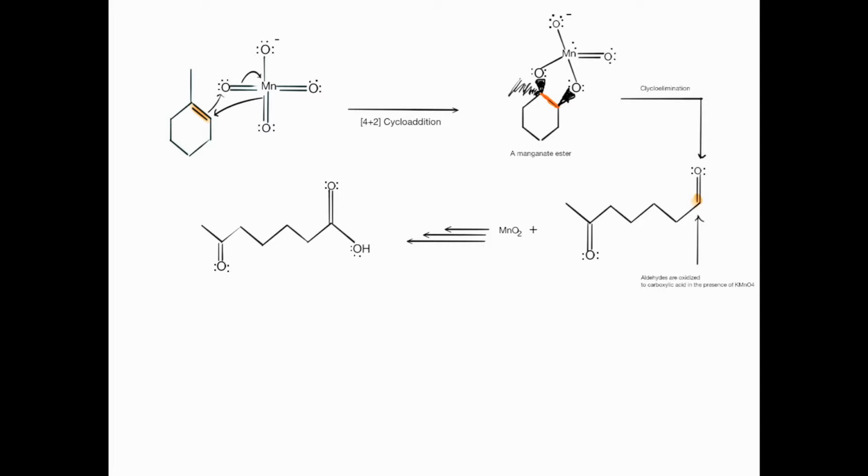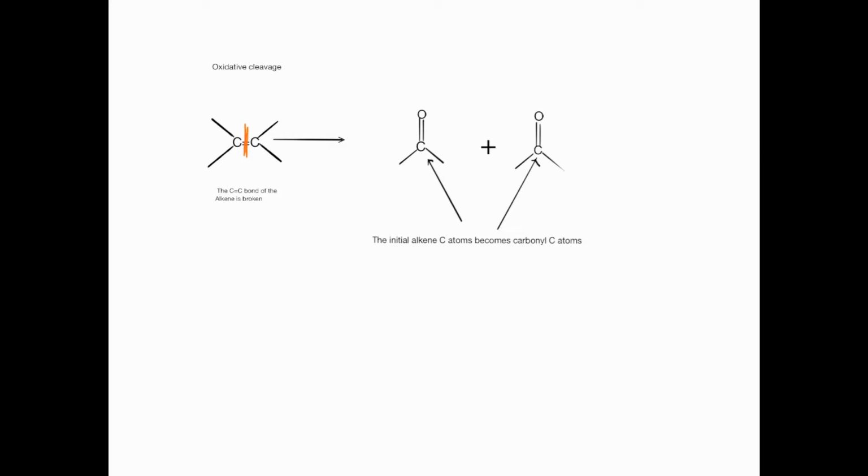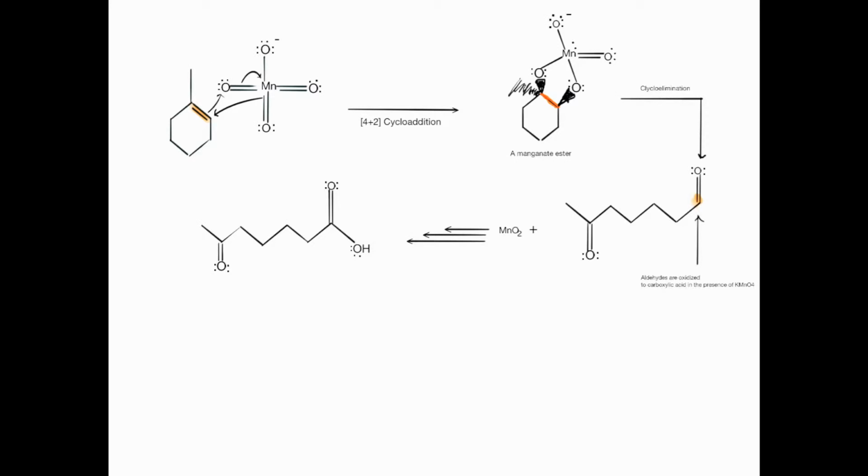When a concentrated solution of potassium permanganate is added and heated, oxidative cleavage occurs at the alkene or alkyne. Oxidative cleavage is when a carbon-carbon bond of the alkene or alkyne is broken and those two carbons are oxidized. The first step of this reaction is similar to the syn dihydroxylation, and it undergoes a [3+2] cycloaddition and forms a manganate ester. Then, instead of undergoing hydrolysis, the heat pushes the reaction towards cycloelimination, breaking the bond and forming carbonyls.